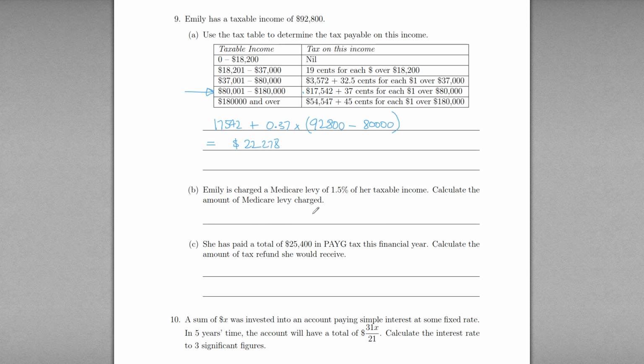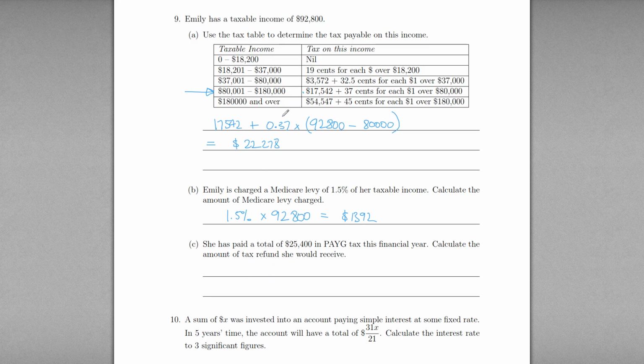Alright, Medicare levy, 1.5% of taxable income. So, what's that going to be? 1.5% of her income, 92,800. So 1.5% of 92,800. I'm getting 1392.